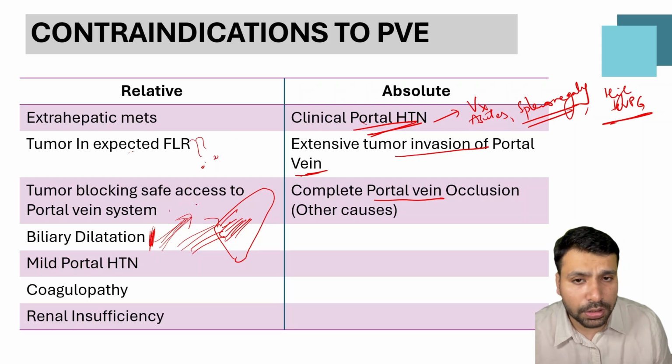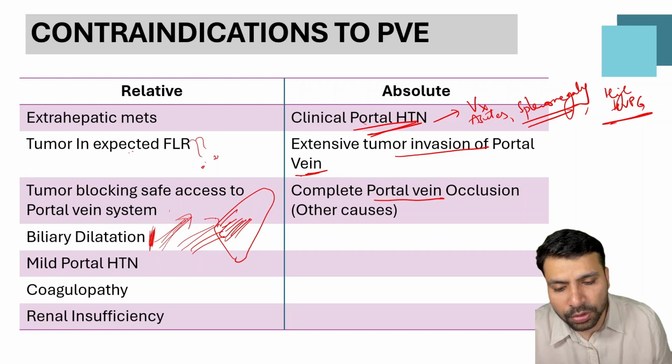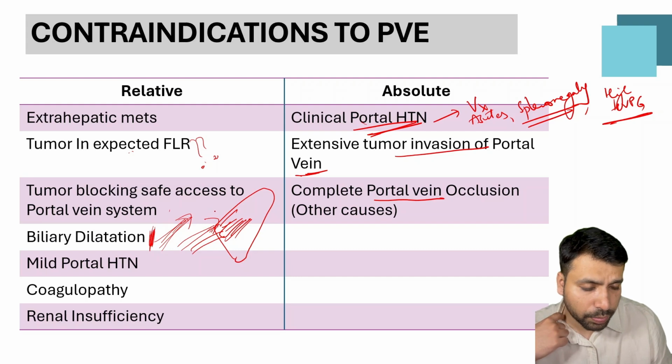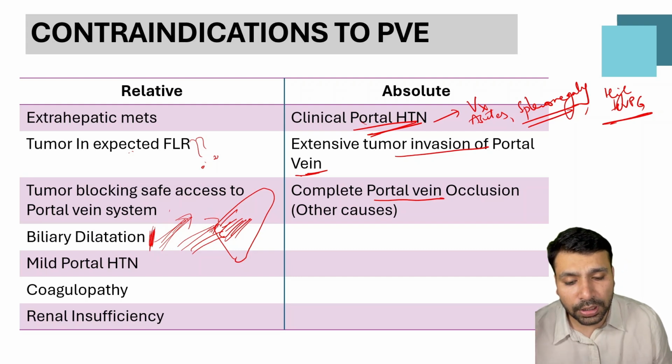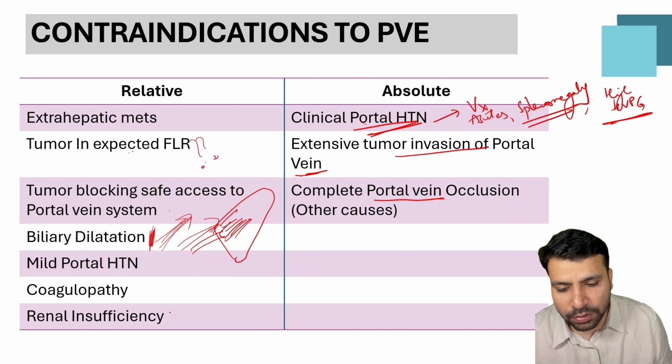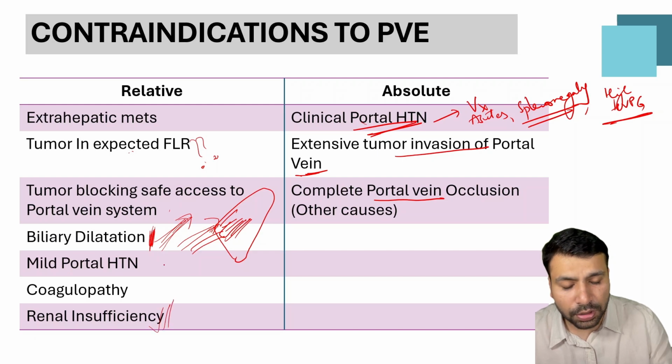Mild portal hypertension is a relative contraindication. Severe portal hypertension is an absolute contraindication. Coagulopathy, because this is a procedure where you need to puncture, and if there is coagulopathy, you will end up with bleeding that might be difficult to tackle. But nowadays it's easy, they have so many of these glues. They glue the whole track as they come out, and you won't get any bleeding post procedure. Renal insufficiency is also a relative contraindication.